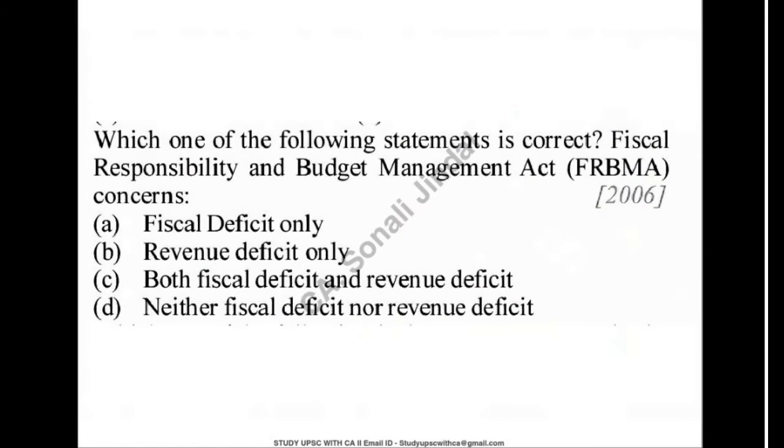Which one of the following statements is correct? Fiscal Responsibility and Budget Management concerns. It is linked to reducing both fiscal deficit and revenue deficit. Further, it also promotes fiscal consolidation. That means to reduce debt to GDP.